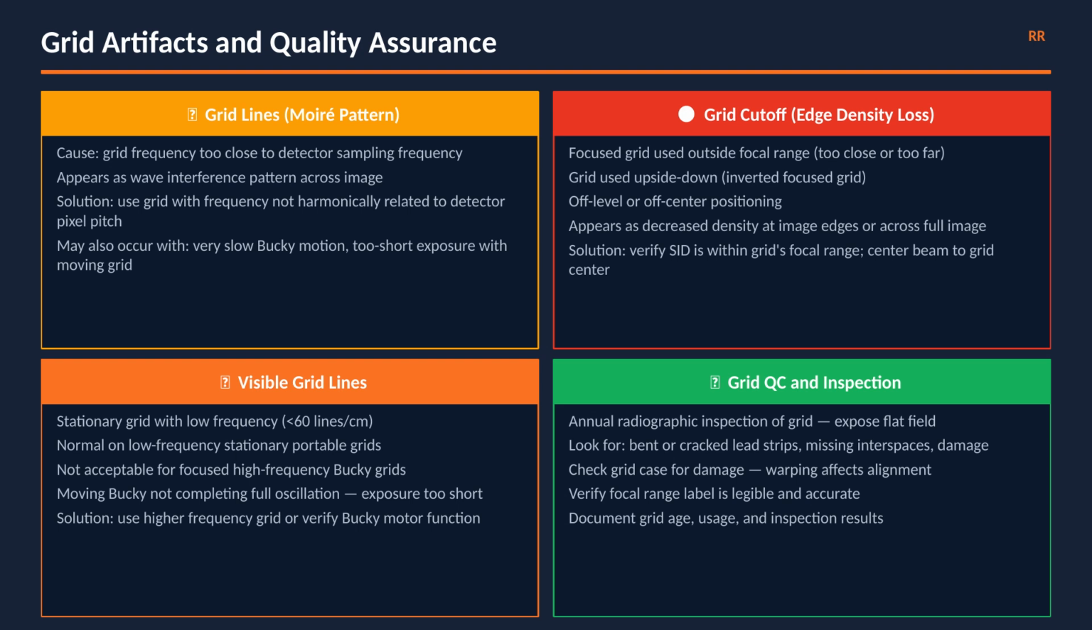Fix: select a grid with a frequency not harmonically matched to the detector pixel pitch. Verify Bucky motor function for moving grid artifacts.